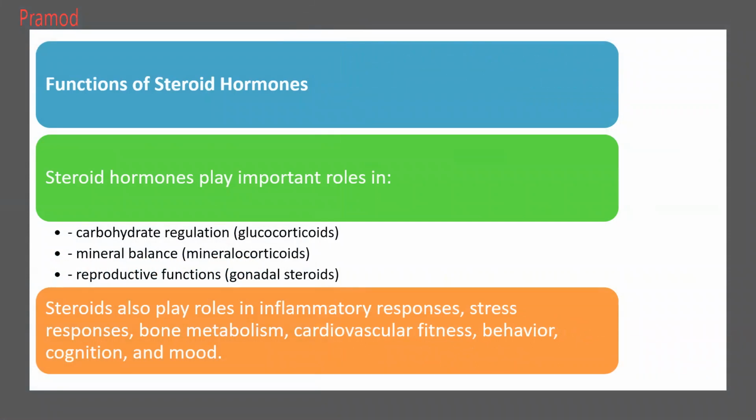Now, the functions of steroidal hormones. Steroidal hormones play an important role in carbohydrate regulation, that is glucocorticoids; mineral balance, that is mineralocorticoids like aldosterone; and reproductive function, through the gonadal steroids, estrogen, testosterone, and progesterone. Moreover, steroids play an important role in inflammatory responses, stress response, bone metabolism, cardiovascular fitness, behavior, cognition, and more. These are the major functions of steroidal hormones.